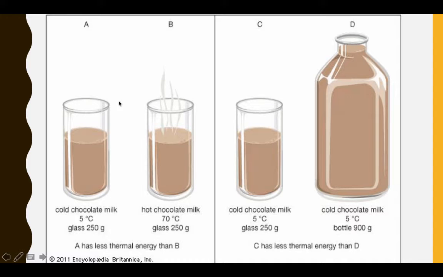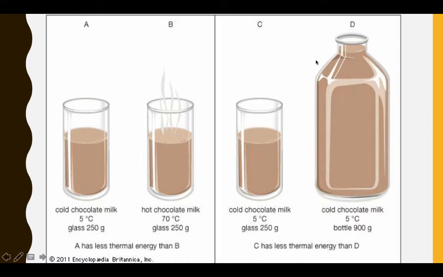However, glass A is at a lower temperature than glass B, 5 degrees versus 70 degrees. Therefore, glass A has a lower temperature, or average kinetic energy. It also has a lower thermal energy, or lower total kinetic energy.